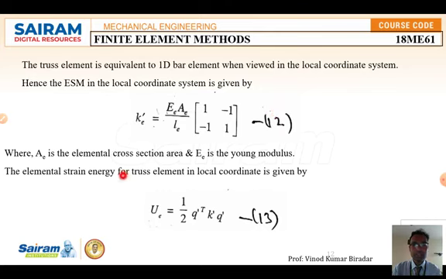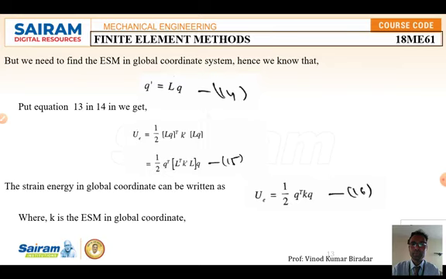But we know that the element strain energy for the local coordinate system is U is equal to half of q dash transpose k dash q dash. Okay, that is the transpose of q dash. Okay, give question number 13. Okay, but we know that q dash is equal to L q.